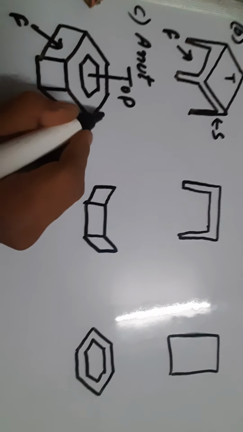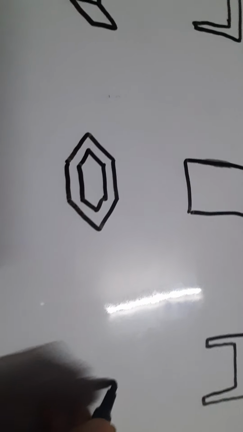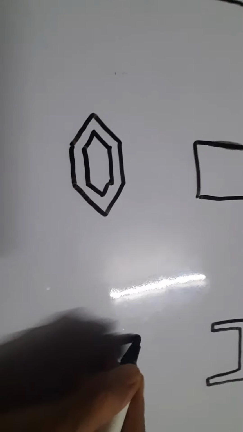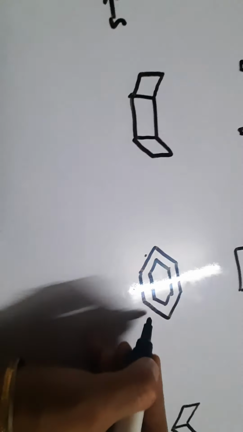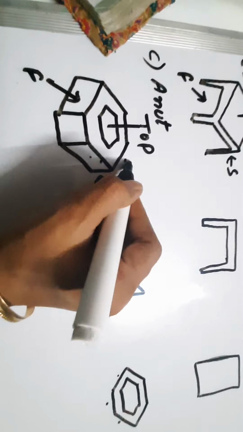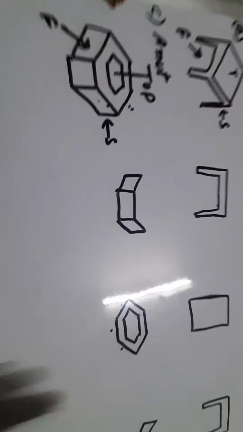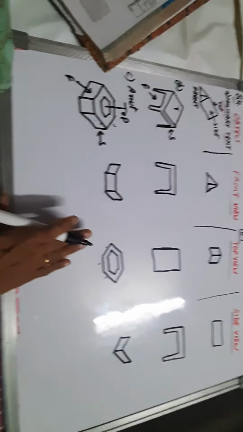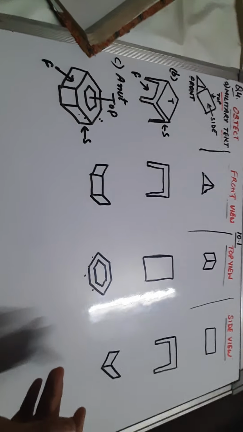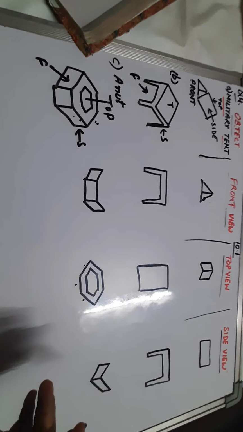One face will be visible from this side and another from the other side. So we'll be able to see only two faces like this, because from here 1, 2, 3 faces are visible. 1, 2, 3. From this we'll be able to see only two faces. So this is the front view, top view, side view of these three objects. Now let us draw the remaining three objects also.